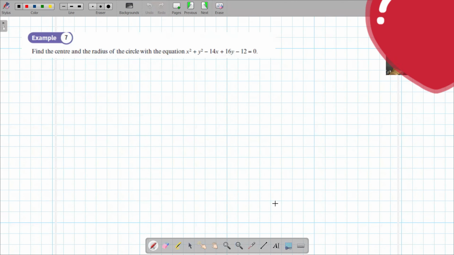Let's solve a problem. Find the center and radius of the circle with the equation. Now you are given an equation which is in general form, and you are asked to find the center and radius of the circle. You can find it in two ways.